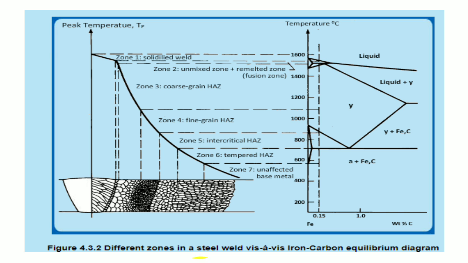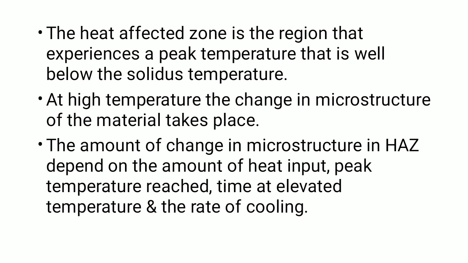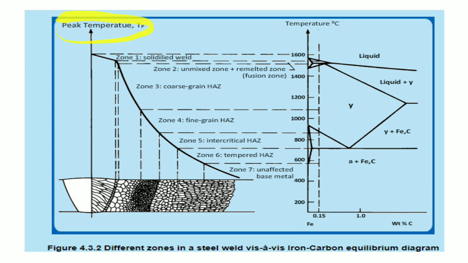There are different zones in a steel weld versus the iron carbon equilibrium diagram. On the x-axis of the iron carbon diagram, there is the percentage of carbon. On the y-axis, there is the temperature range. At a different temperature range, there is a different zone. We can see that the heat affected zone is the region that experiences a peak temperature that is well below the solidus temperature. This is the peak temperature.